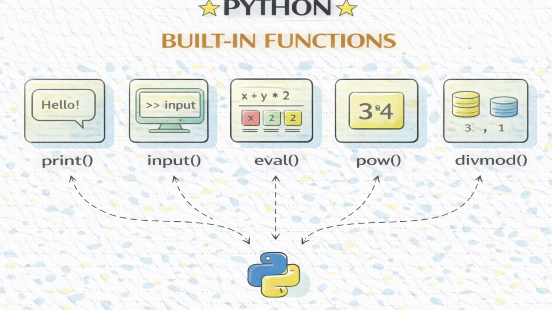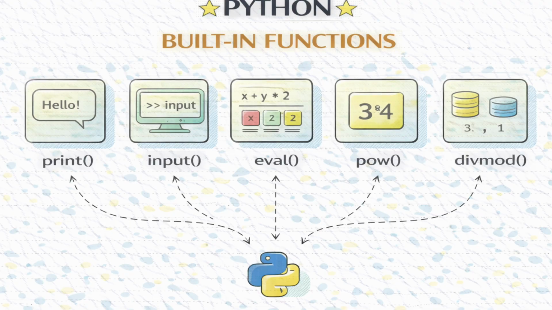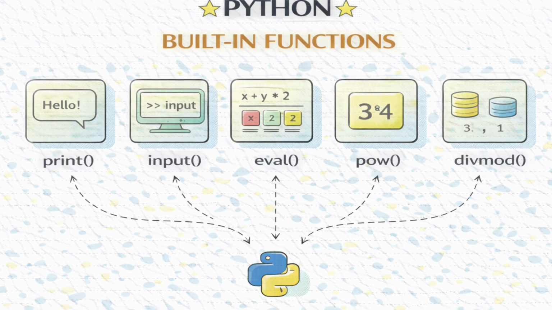Globals returns a dictionary of the current global symbol table. So everything defined at the top level of your script. Okay, the big picture. Locals, on the other hand, gives you a dictionary of names available just within your current scope. So like inside the function you're currently running. But why do I need to see these dictionaries? Can I just print my variables?